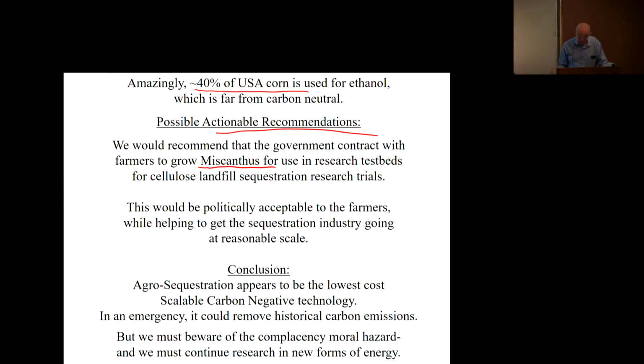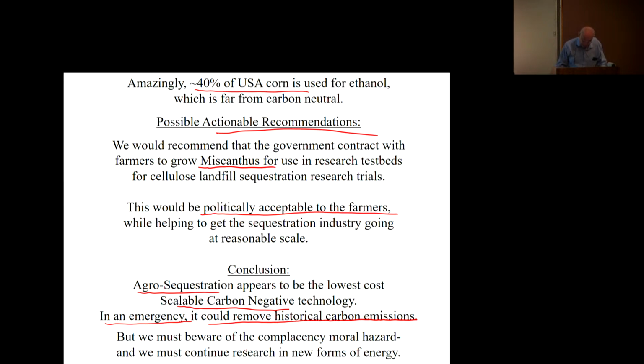Of course, this would be very good because the farmers would be happy because you're creating a new cash crop for them. So it's very politically acceptable to the farmers. I would say at this point, agro-sequestration appears to be the lowest cost, scalable, carbon negative technology. And in an emergency, it could remove historical carbon emissions. That's part of being carbon negative: you can actually go back decades and pull that old carbon dioxide out of the air.